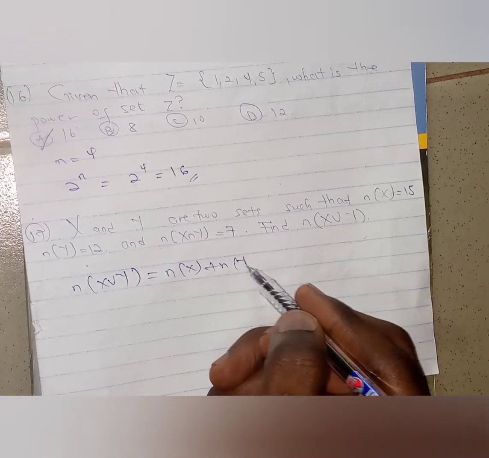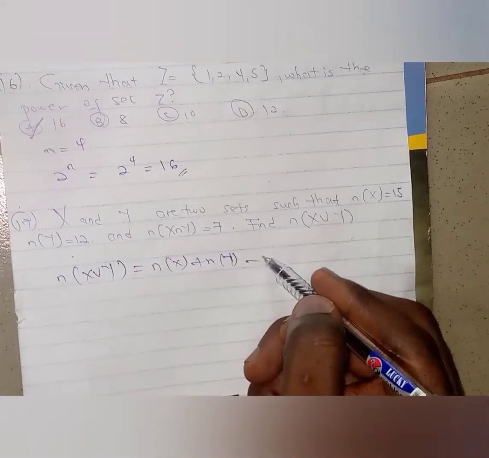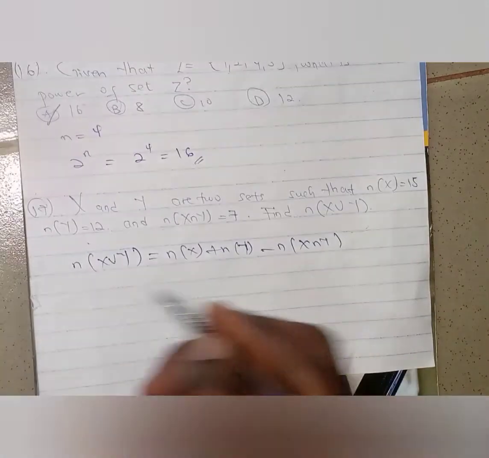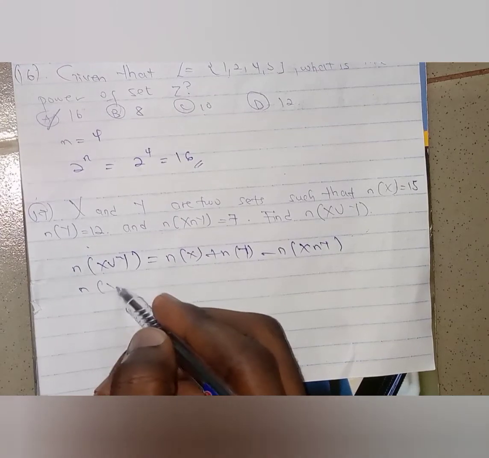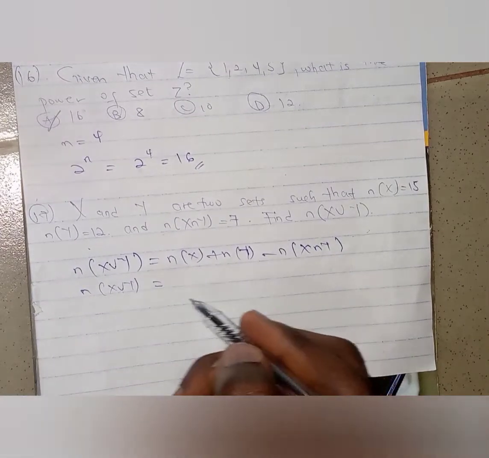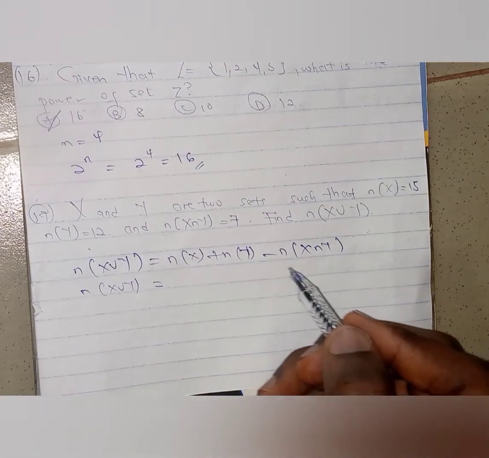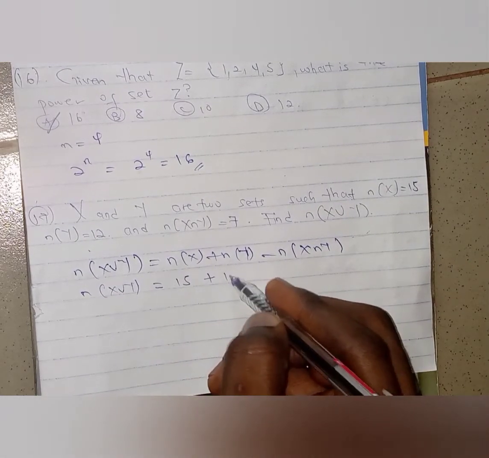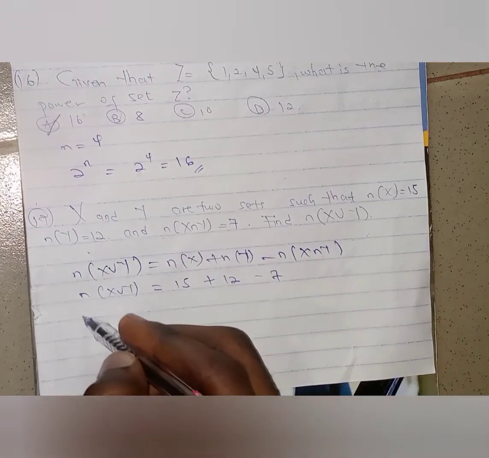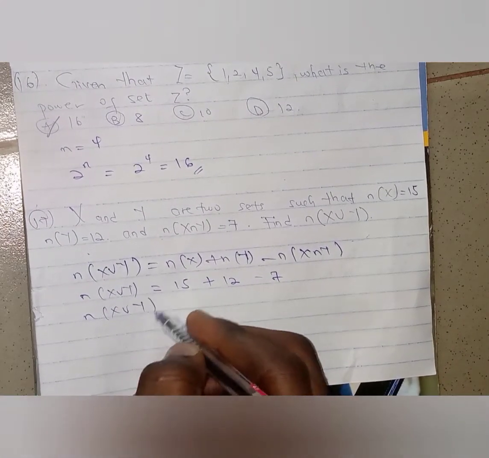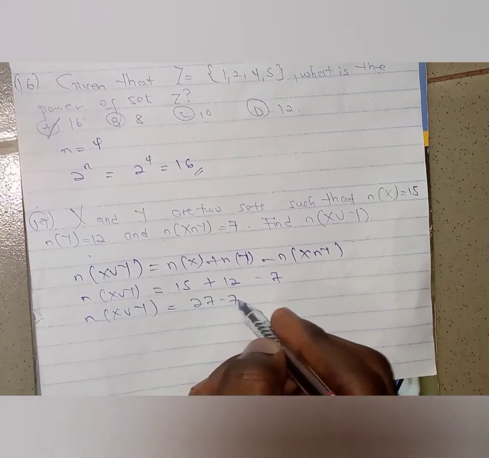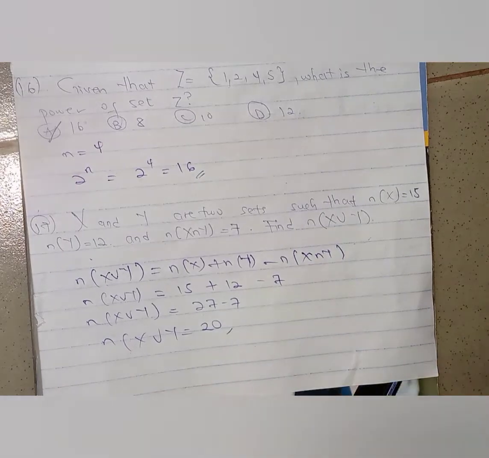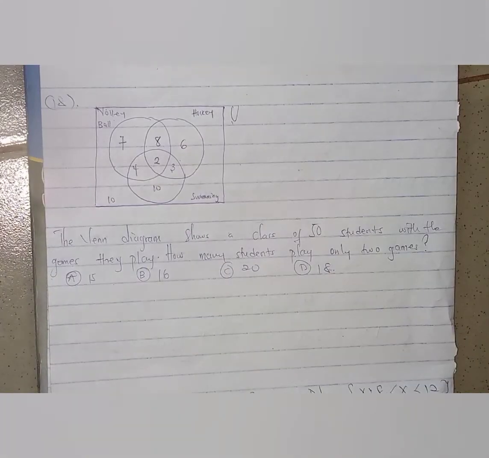This is our bonus question for you. Very, very simple. So let's substitute. The number of X is 15, the number of Y is 12, the intersection is 7. 27 minus 7, so the number of X union Y is 20. Very, very simple.